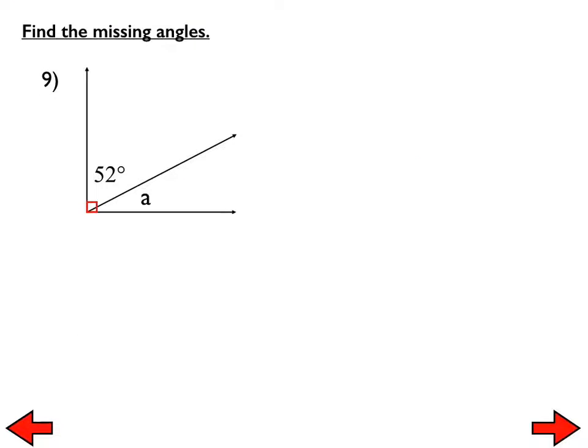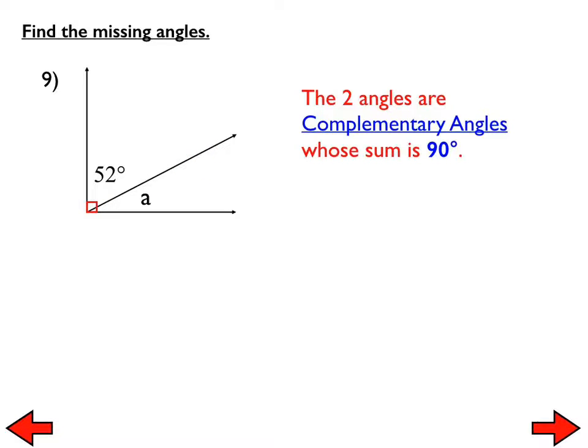Now let's talk about finding missing angles. First of all, I want to know what is the relationship these angles have. They're complementary, very good, because this little box in the corner tells you that it's 90 degrees. This whole thing's 90, so I want you to write complementary. Now, the whole thing is 90. Part of it's 52, and the other part is A. How much would the measure of angle A be?